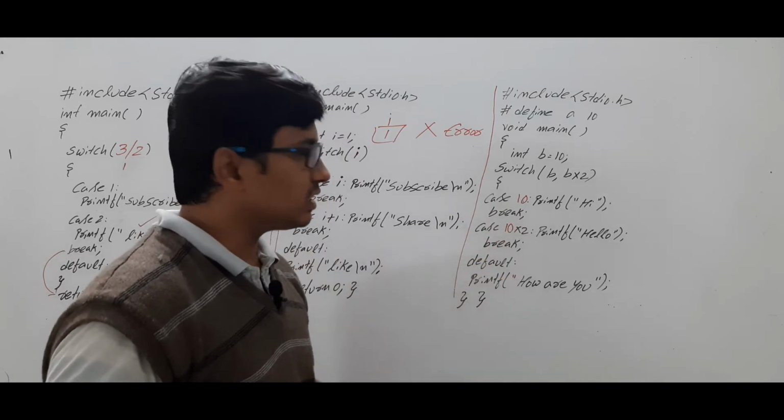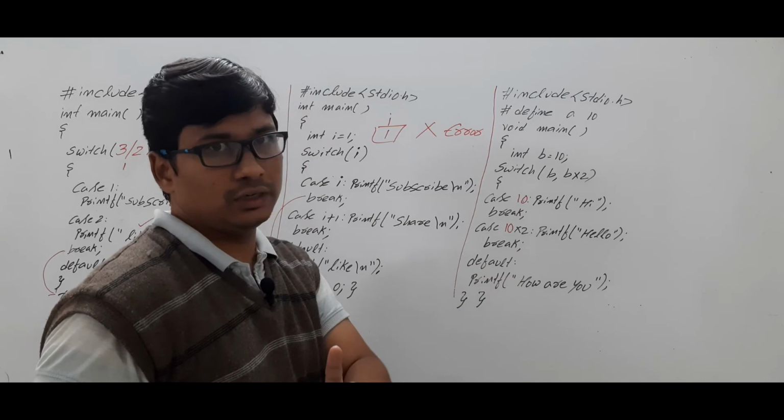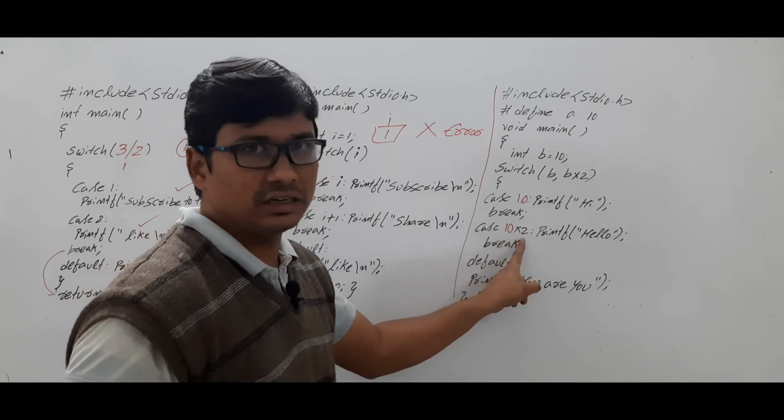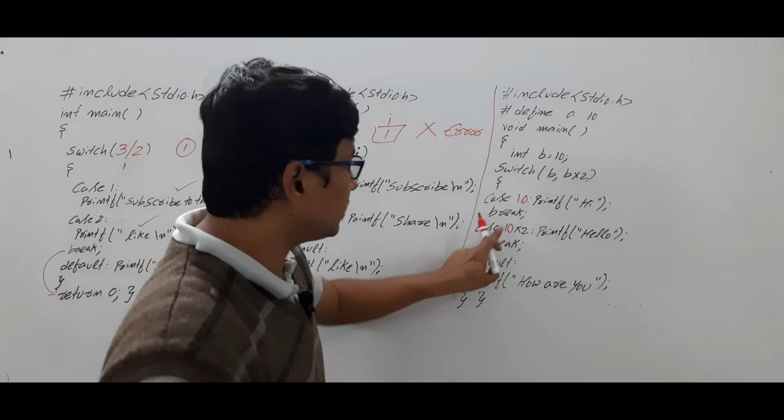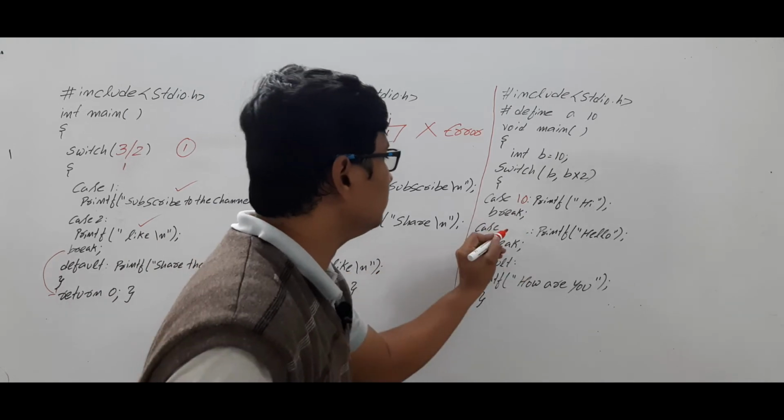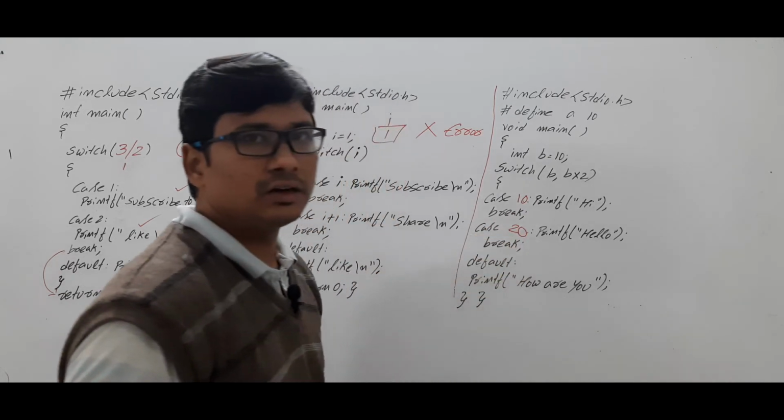Again this is a constant. So 10*2 will be evaluated. Don't think that it is not a constant. 10*2 will be evaluated. It will become 20. Are you able to understand it or not?